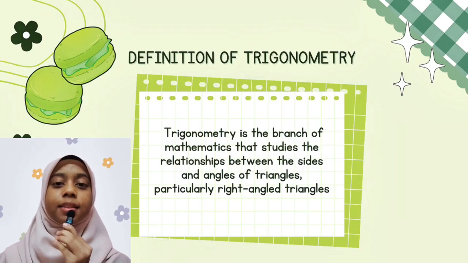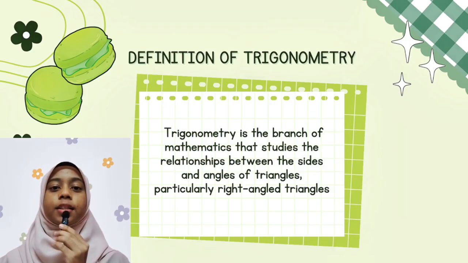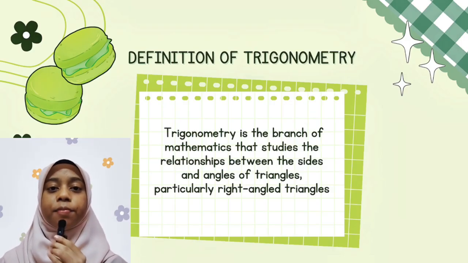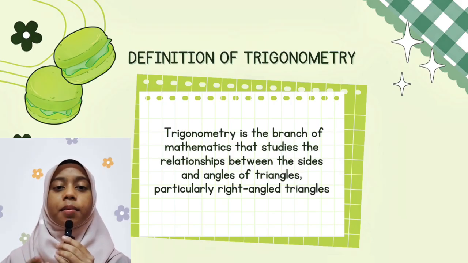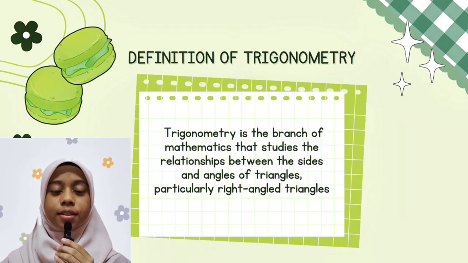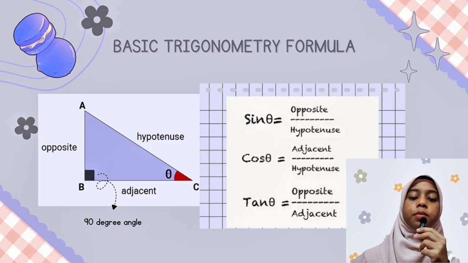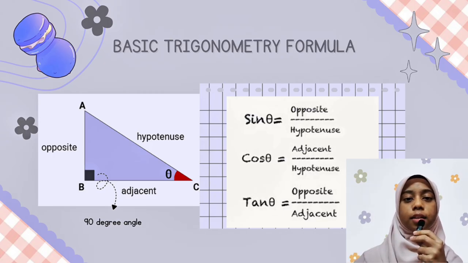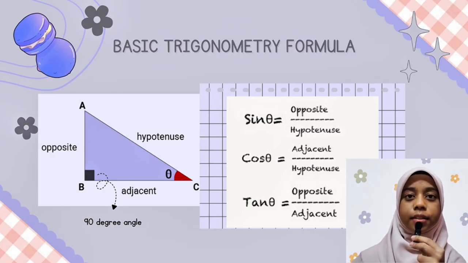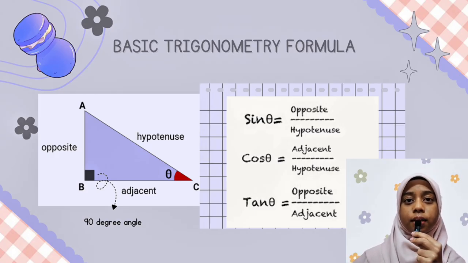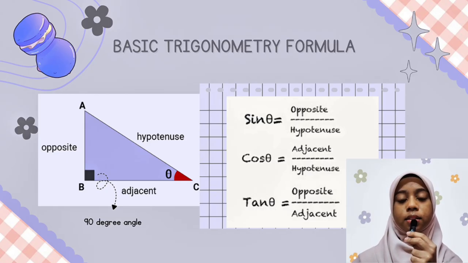I'm going to explain the definition of trigonometry. Trigonometry is the branch of mathematics that studies the relationships between the sides and the angles of triangles, particularly right angle triangles. Before I start, I need to explain that a right angle triangle is a triangle that has a 90-degree angle. As we can see here, from the point of theta, A to B is the opposite, B to C is the adjacent, and A to C is the hypotenuse.